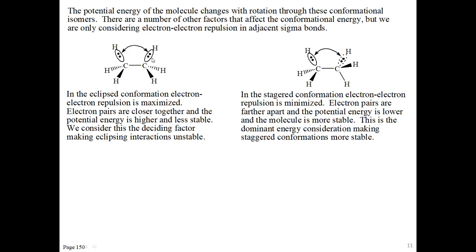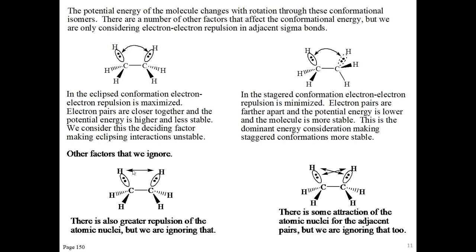Now if I rotated 60 degrees, I would have the electrons over here. It's a little bit farther away, so we would say the electron-electron repulsion is a little less, and the energy would be a little lower, and this would be a little more stable. Okay, that's going to be our argument. But like I said, it's a little more complicated.